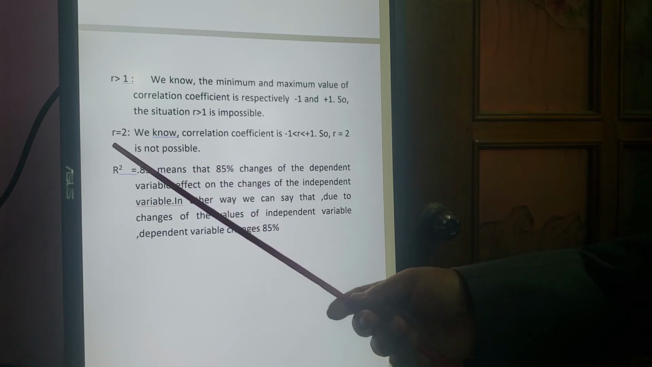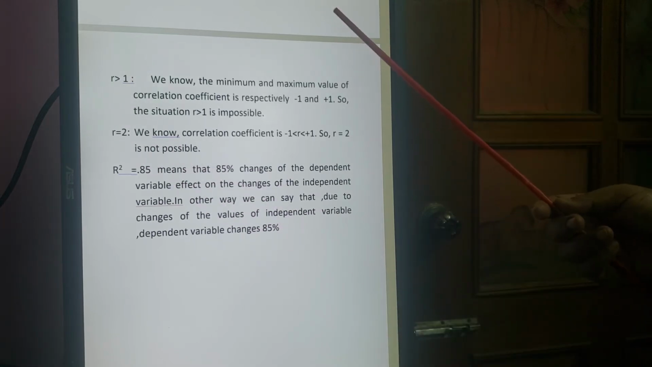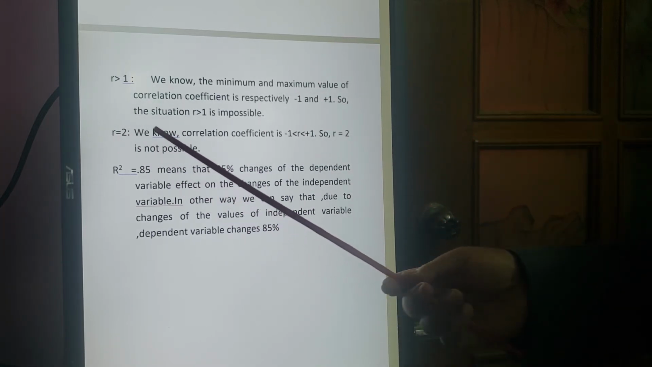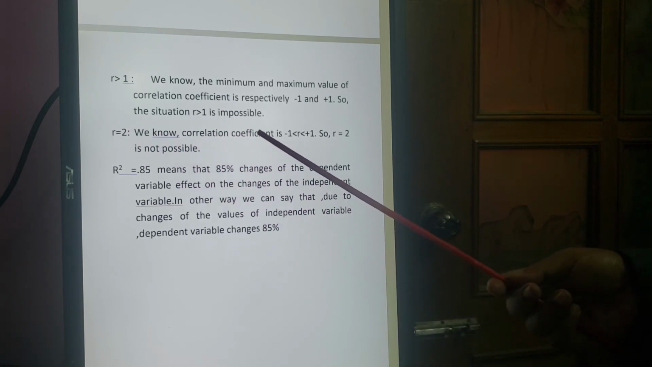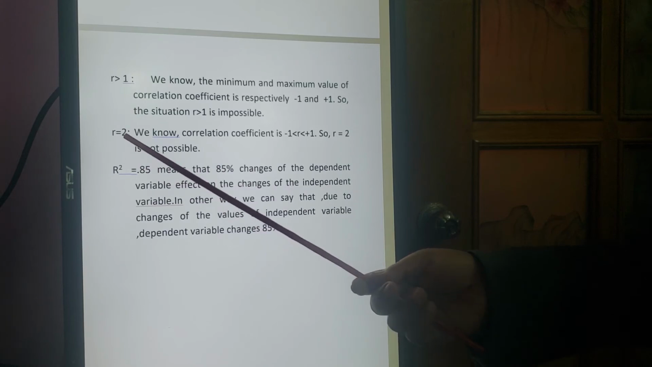R equal to 2, r equal to 3, or r equal to 5, r equal to minus 2, r equal to minus 9, whatever it is, same comment: it is impossible because it is greater than 1.